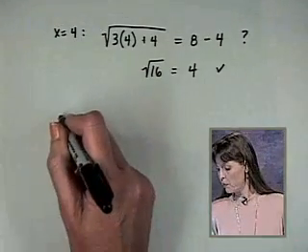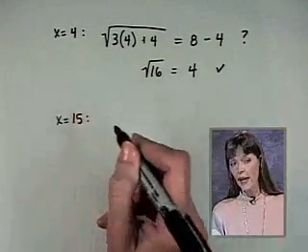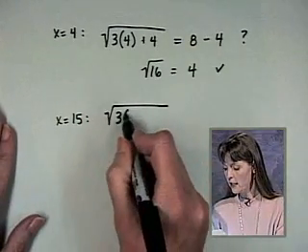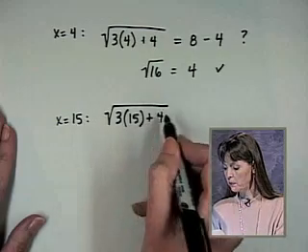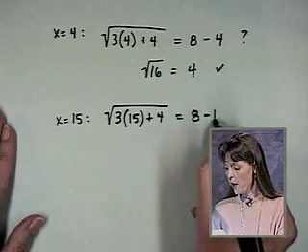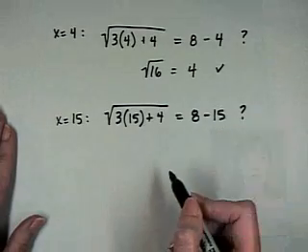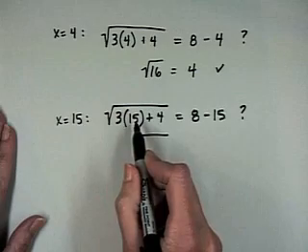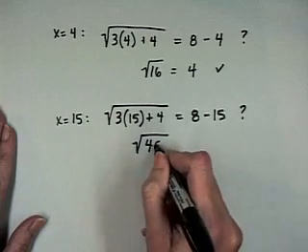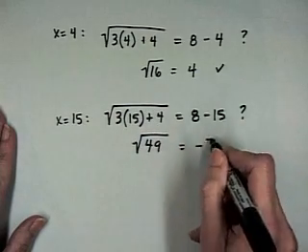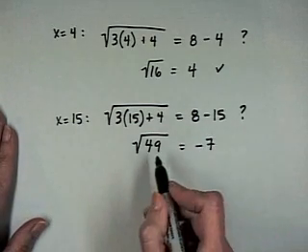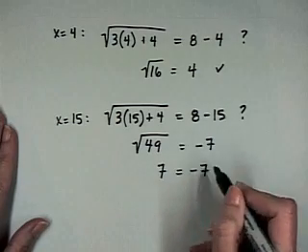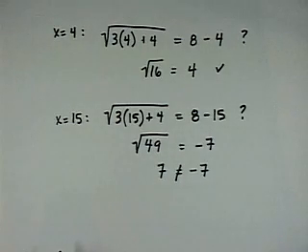Let's try the second possible solution of 15 and perform the same operations. We'll have the square root of 3 times 15 plus 4, and we want to see whether that's going to equal 8 minus 15. Under the radical, 3 times 15 is 45, plus 4 is 49. 8 minus 15 is negative 7. Now the square root of 49 we know is equal to the principal square root, 7, and that is not equivalent to negative 7.